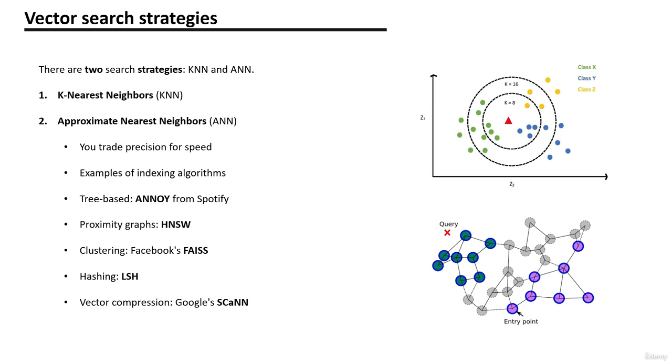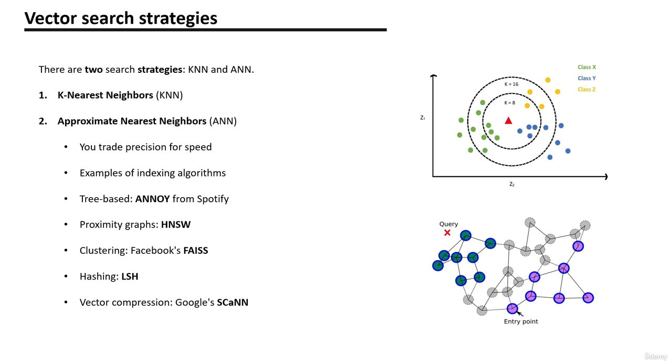Within this search strategy, we find several indexing algorithms. We refer to them as indexing algorithms because their output is a data structure called a vector index. This vector index assists us in maintaining all the necessary information for an efficient vector search.